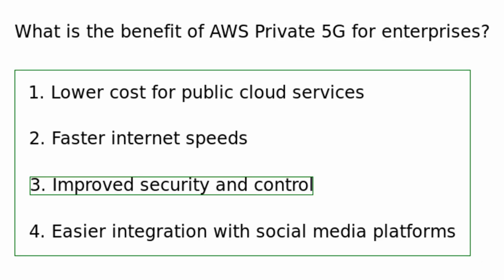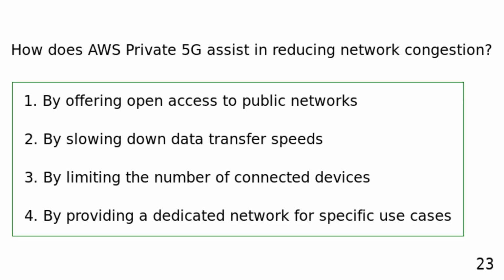AWS Private 5G offers improved security and control for enterprises, allowing them to create private mobile networks. How does AWS Private 5G assist in reducing network congestion? By offering open access to public networks. By slowing down data transfer speeds. By limiting the number of connected devices. By providing a dedicated network for specific use cases.